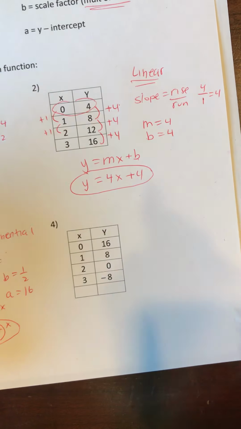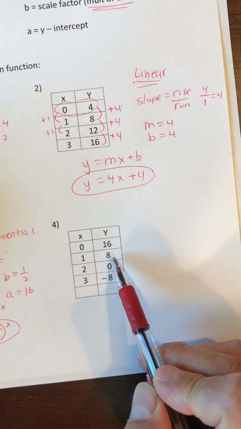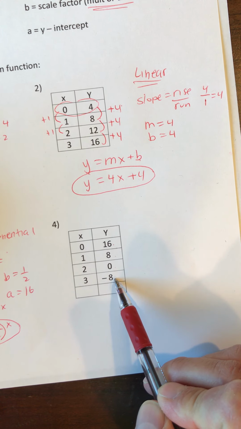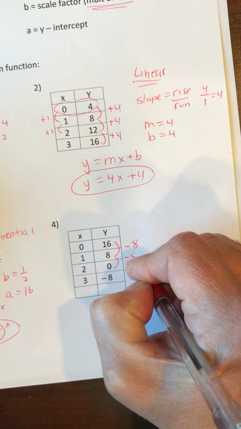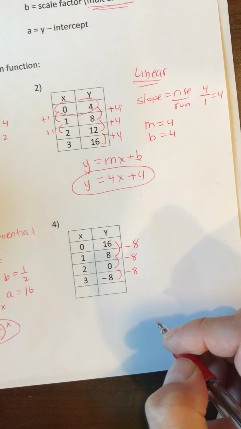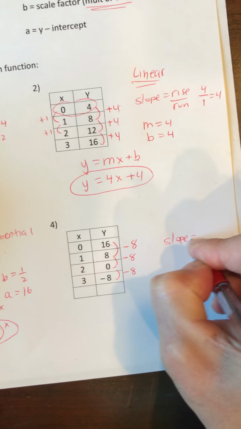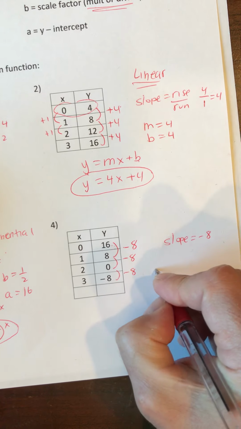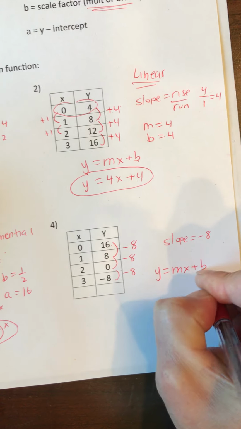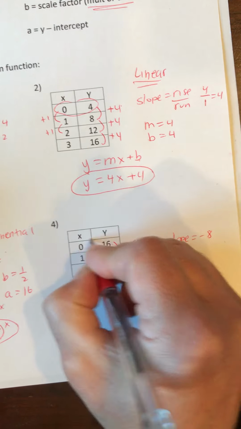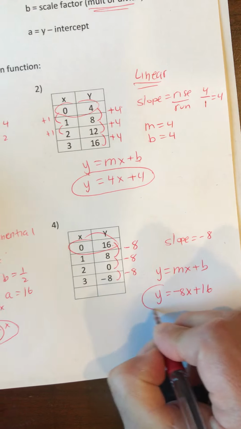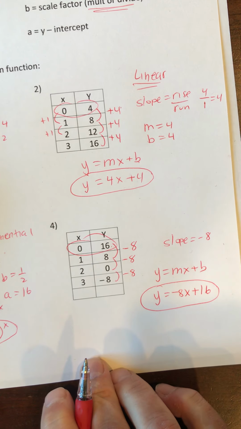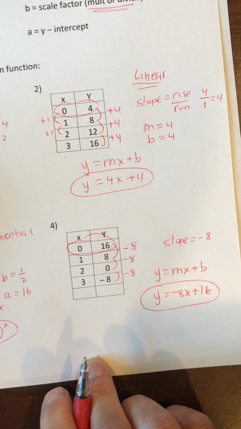Number 4. It's going from 16 to 8 to 0 to -8. It looks like from one to the next, they're subtracting 8. So that means our slope is -8. This one's going to be linear. Y equals mx plus b. The y-intercept is 16. Y equals -8x plus 16. And if you plug it into y equals and go to the table, you should be able to check to make sure it's right.